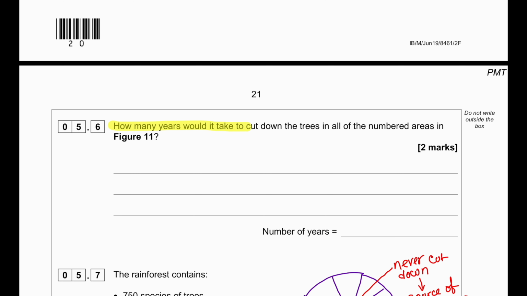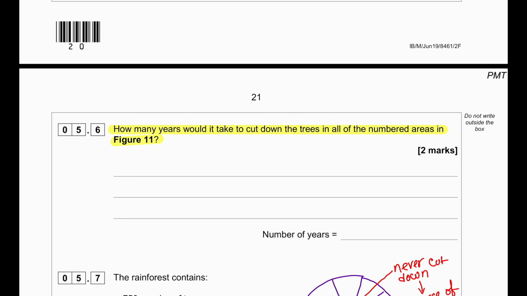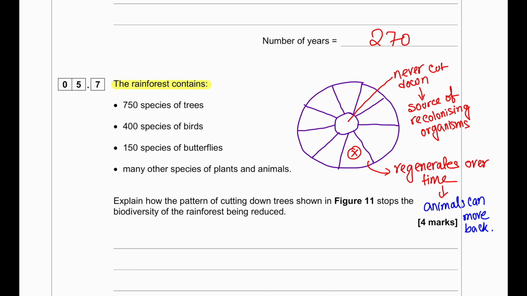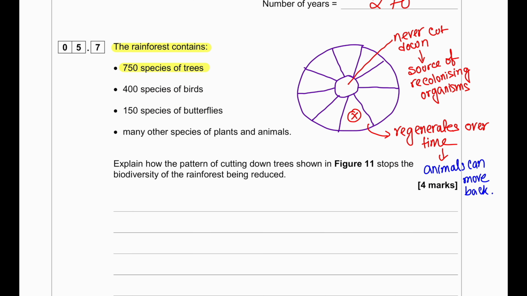How many years would it take to cut down the trees in all of the numbered areas in figure 11? There's a total of 9 areas. Since each area takes about 30 years, 9 times 30 will be 270 years. The rainforest contains 750 species of trees, 400 species of birds, 150 species of butterflies, many other species of plants and animals.